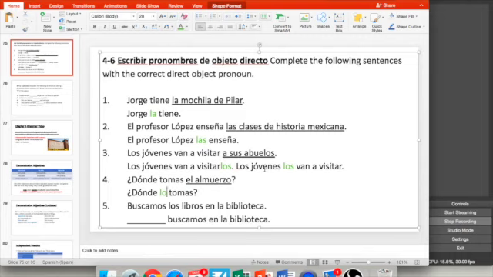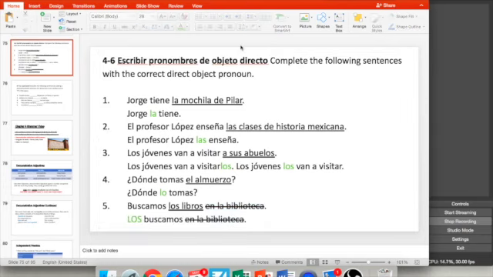And then number 5, buscamos los libros en la biblioteca. We're looking for some books in the library. Well, we're looking for who? We're looking for what? We're looking for the books, los libros. In la biblioteca, in the library, is a prepositional phrase. You can just totes cross that out. Doesn't matter, not important, ignore it. Okay, so we're looking for them. We're looking for the books. Los libros, masculine plural. We're going to replace los libros with los, and we are good to go on direct object pronouns.